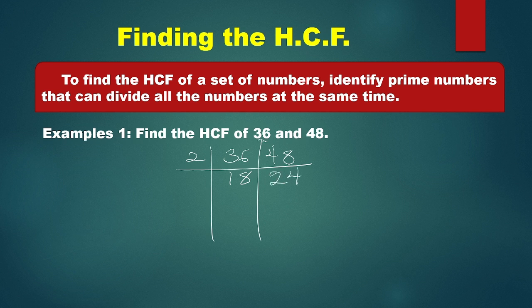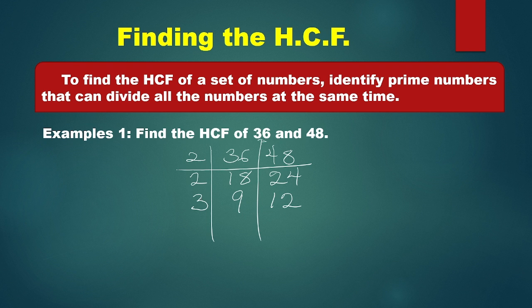What other prime number can divide 18 and 24? I can still use 2 because 2 can divide both of them at the same time. 18 divided by 2, that's 9. 24 divided by 2, that's 12. Now, 2 cannot divide 9 and 12 at the same time, so I won't use 2 any longer. I'll just use 3 this time because 3 can divide both of them at the same time.